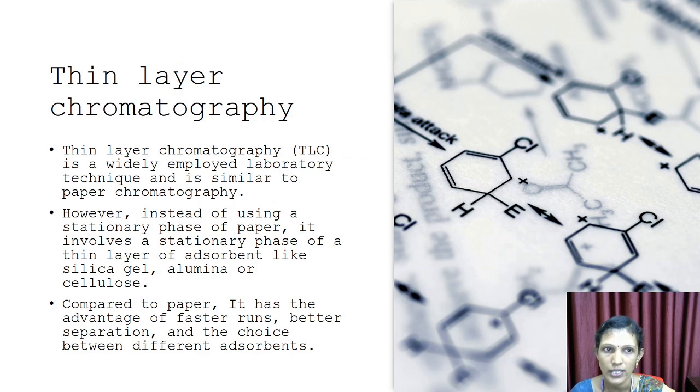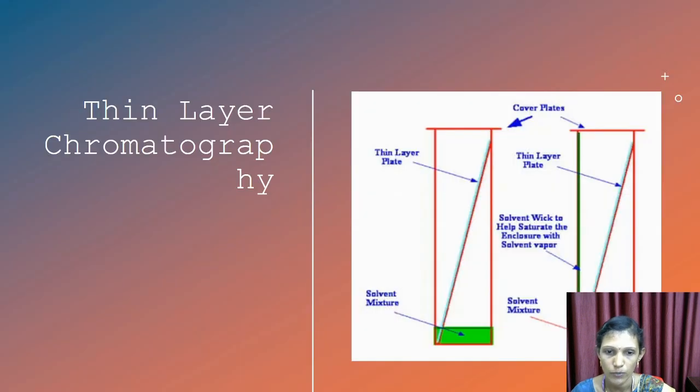The next type is thin layer chromatography. It is similar to paper chromatography, but instead of using paper as the stationary phase, here we use a thin layer of adsorbent like silica gel, alumina powder, or cellulose. Compared to paper, it has the advantages of fast runs, better separations, and a choice between adsorbents.